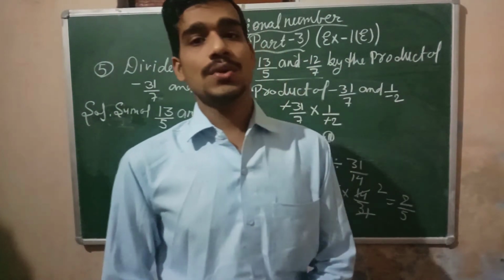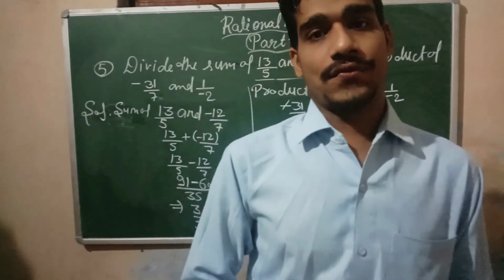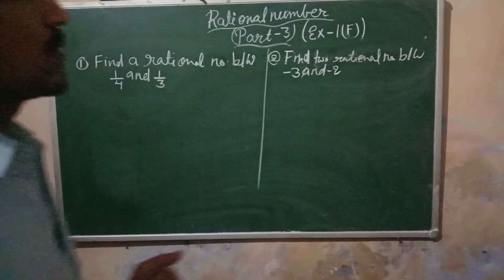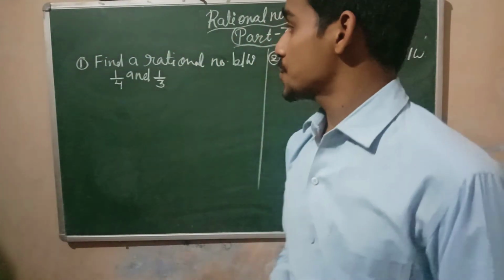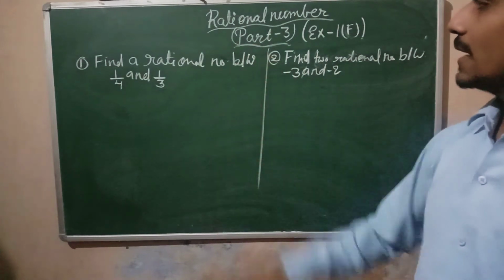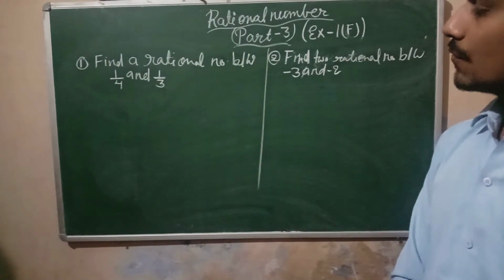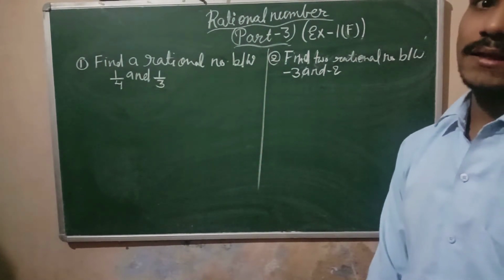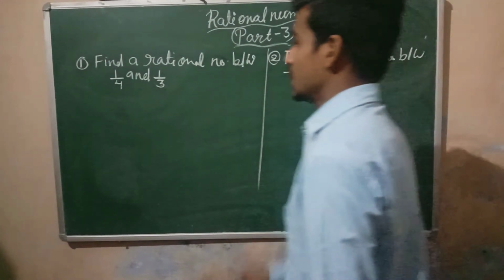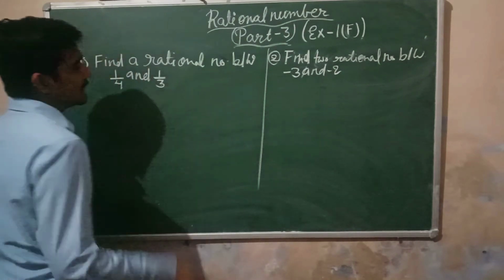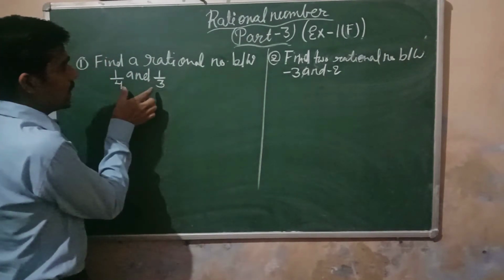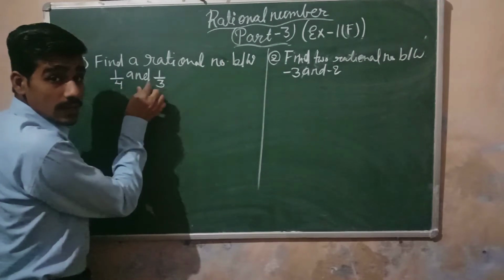Now I am going to start exercise 1F. Student, see this question, exercise 1F. First question, find the rational number between 1/4 and 1/3. How can you find? Look at here. With the help of this formula, we can find the rational number between 1/4 and 1/3.